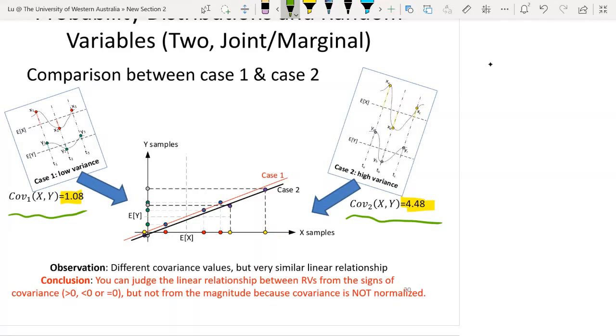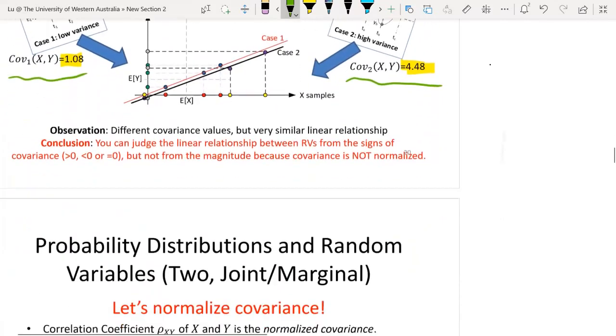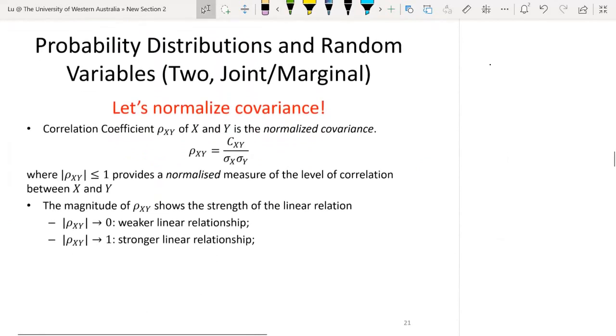So if you got only the covariance values, you can only use the sign of the value to help you judge if we got a similar behavior linearly, or opposite behavior linearly, or no linear relationship. Just these three cases, but you can't compare the values of them. But in some cases, we have to compare which group of random variables have stronger linear relationships. In such case, you have to normalize the covariance values. But how to do that?